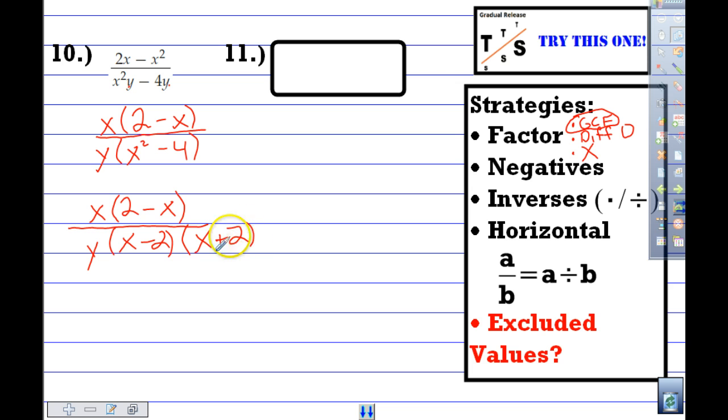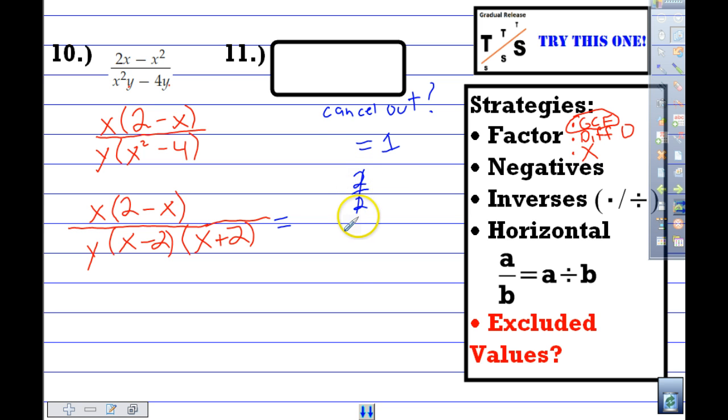The only other little thing that you'll need to worry about is this right in here. Does anything else look like it's going to cancel? Is anything else exactly the same on the top and bottom? No. And that's usually the rule. It has to be exactly the same because canceling out means what after all? What does cancel out mean, by the way? It equals what? 1. Yeah, like 2 over 2.